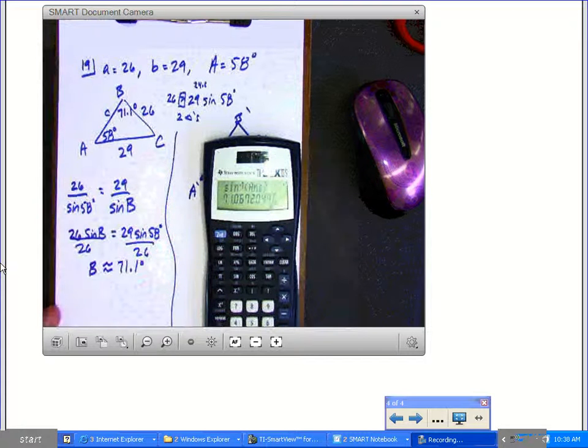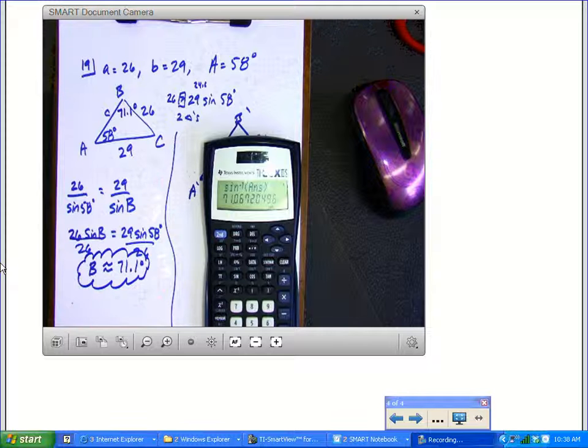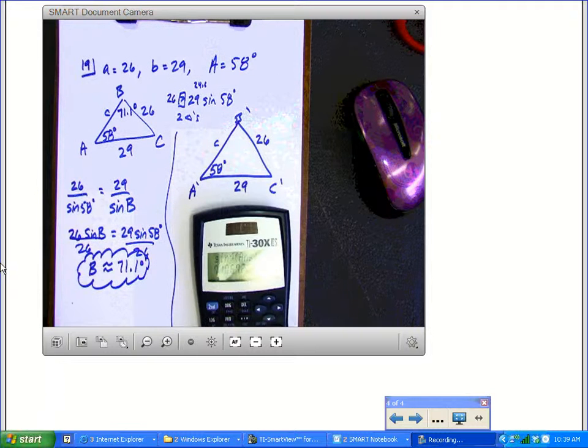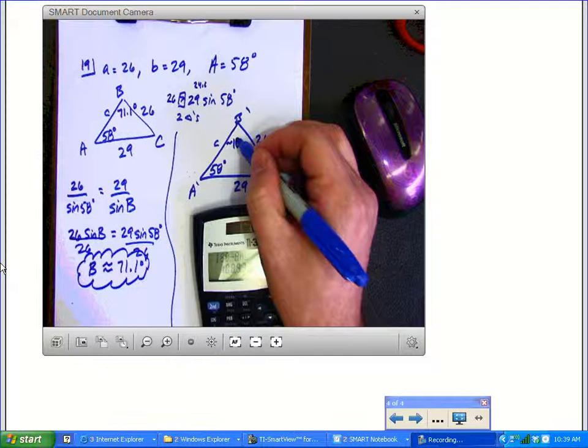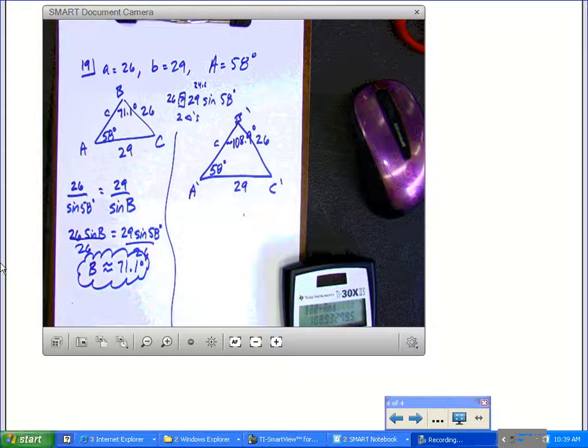Right now, okay? And I can't emphasize it enough. When you find that first angle, you find the corresponding angle in the other triangle. So immediately I'm going to find B prime over here. Now, subtract it from 180. So 180 minus that. This is going to be the obtuse version. So this one's about 108.9 degrees. Okay. Now, from there, you could find both angle C's, couldn't you?